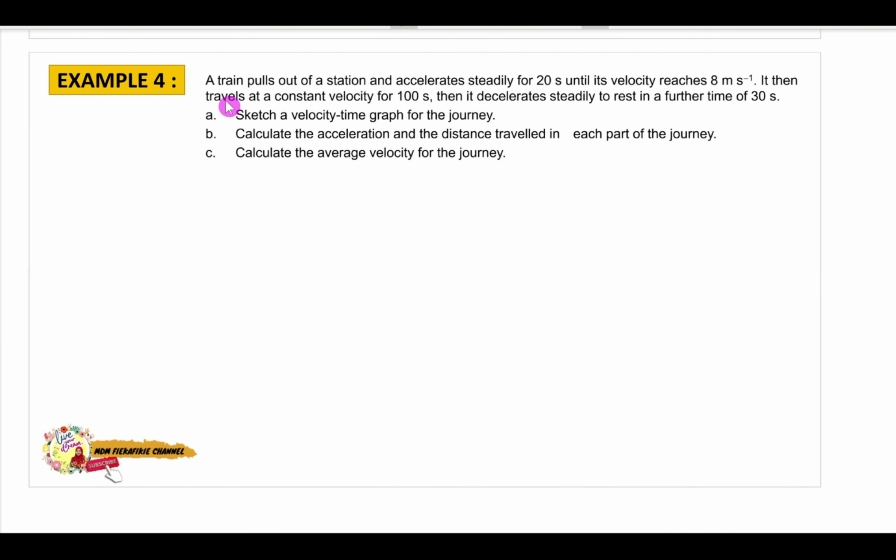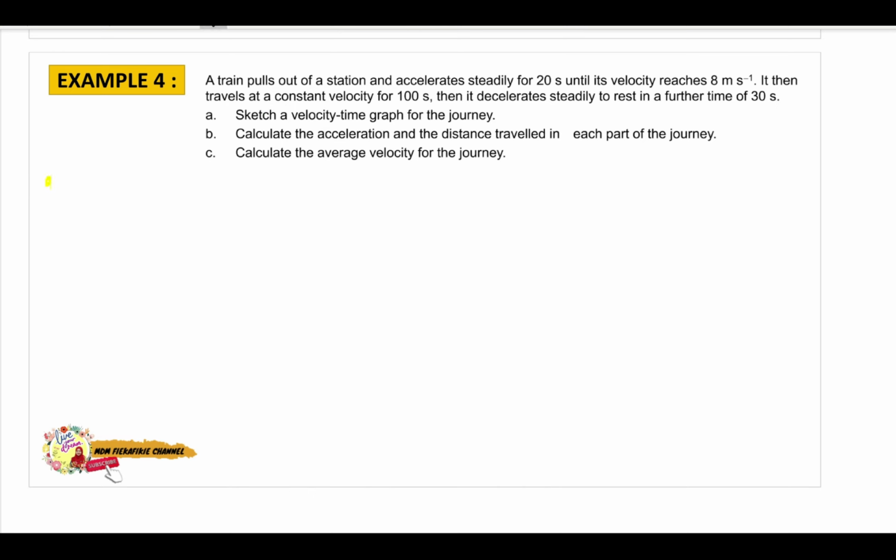Alright, example number 4. So let's read the question. A train pulls out of a station and accelerates steadily for 20 seconds until its velocity reaches 8 meter per second. So it has given the time here. It then travels at a constant velocity for 100 seconds. Then it decelerates steadily to rest in a further time of 30 seconds. So the question asks us to sketch a VT graph.